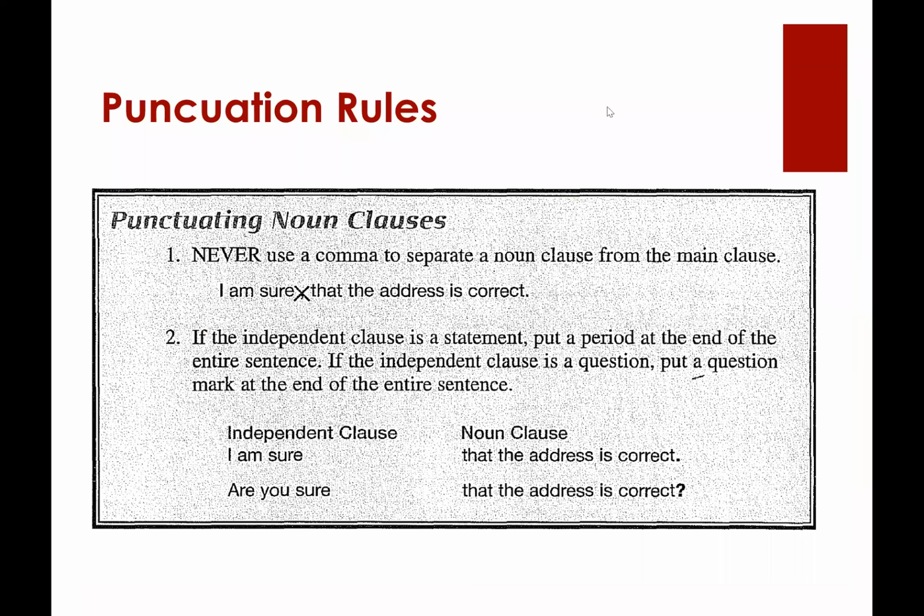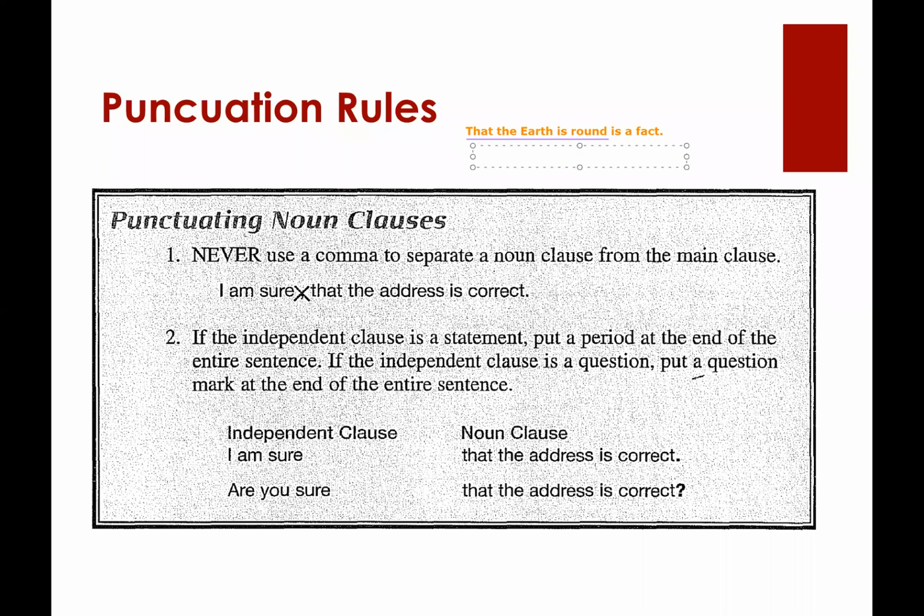So before we finish today's class, let's talk about the punctuation rules. Never ever use a comma to separate a noun clause from the main clause. Okay, so you can see here, I am sure that the address is correct, right? And of course, the fundamental rule is that we also never use any punctuation between subject and verb or verb and object unless there is non-essential information. So for example, that the earth is round or elliptical is a fact. So in this case, our that clause is our subject. So don't put punctuation between subject and verb.